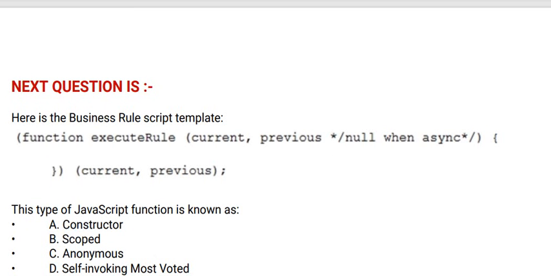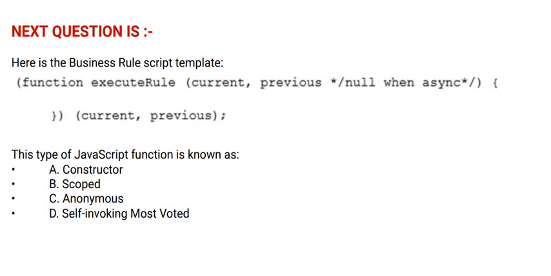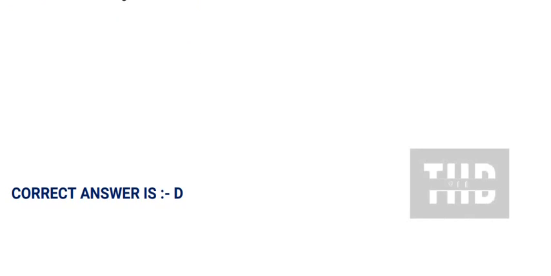And the correct answer is option A. Next question is, here is the business rules script template. Please go through the script. This type of JavaScript function is known as option A, constructor. Option B, scoped. Option C, anonymous. And option D, self-invoking. And the correct answer is option D.